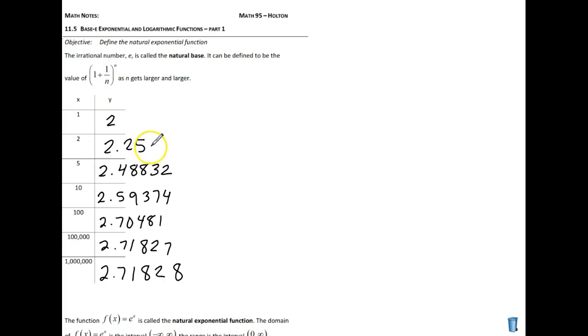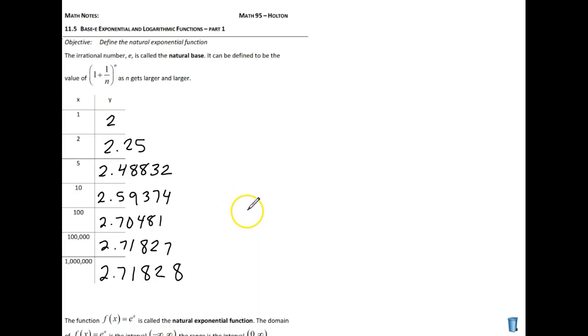I get 2.25. I did this here for x equals 5, x equals 10, 100, 100,000, and a million. And you can see that the number gets bigger, but it starts to settle in here. And in fact, between 100,000 and a million, you can see that the first 4 decimal places are the same for this number, 2.71827 and then 28.